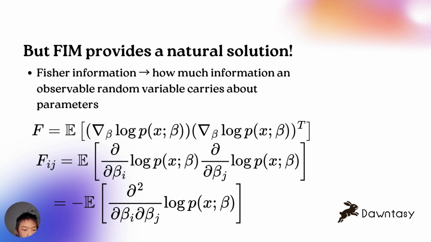But Fisher information provides a natural solution, pun intended. It's about how much information an observable random variable carries about the parameters. As you can see, the entire Fisher matrix is given by the formula, and then per entry, it's the expectation of the partial derivatives, and it's basically about how much information there is. So we're compiling all that into a matrix so that we can figure out which directions are the most informative and which ones not that informative.